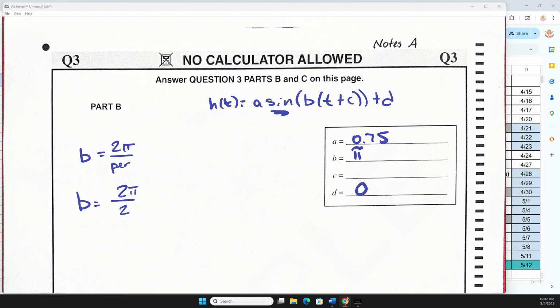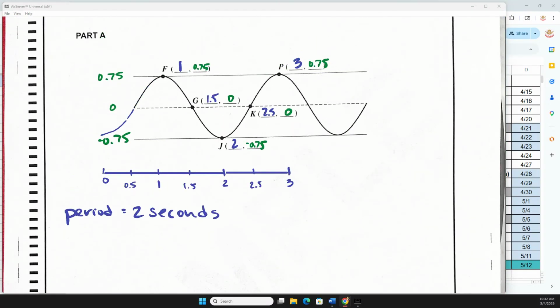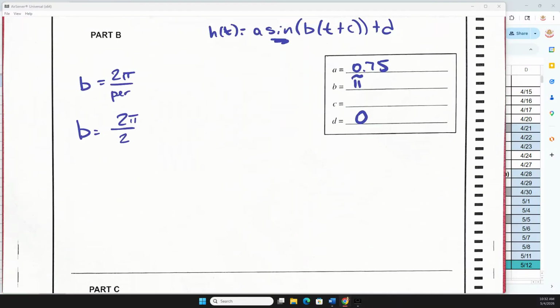All right, and then part C, we're going to look back at this graph, and you should be able to see it because your book will open like this one does, so you won't have to be flipping around. You can just have it open. Remember that a sine curve starts here. And so the C value is going to be how many you shifted to the right. And so because we're shifting to the right, it's a negative. So we just do the opposite of the value at K, which in this case is negative 0.25.